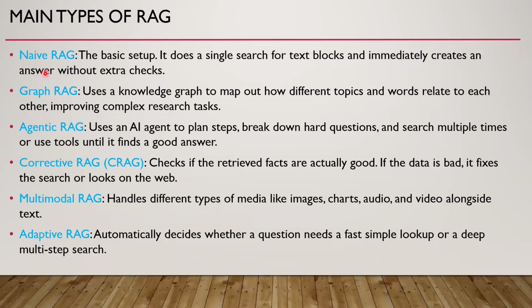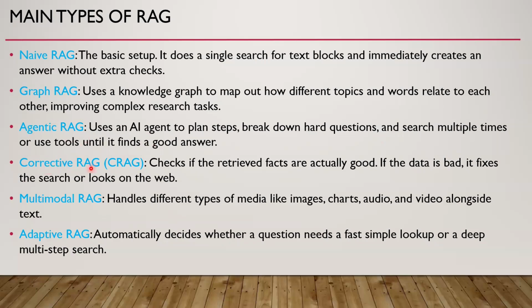These are the types of RAG. One is naive RAG. This is the basic setup. It does a single search for text blocks and immediately creates an answer without extra checks. Graph RAG uses a knowledge graph to map out how different topics and words relate to each other, improving complex research tasks. Agentic RAG uses an AI agent to plan steps, break down hard questions, and search multiple times or use tools until it finds a good answer. Today I will describe agentic RAG.